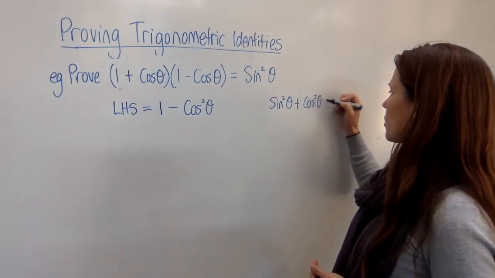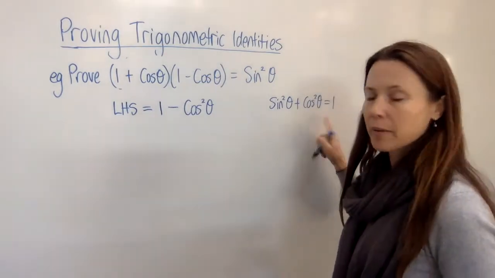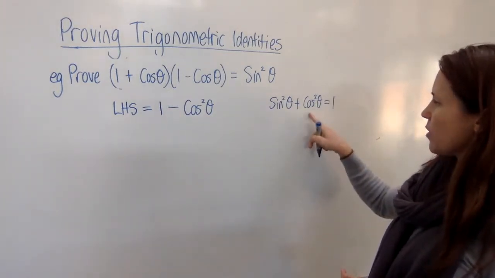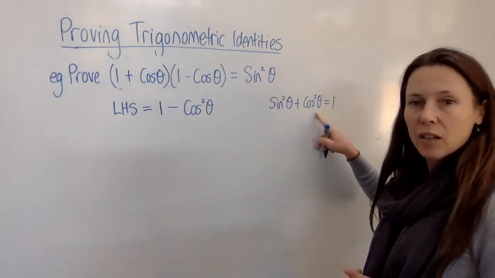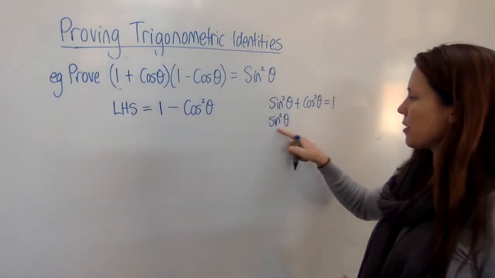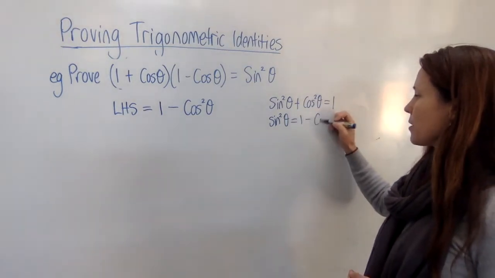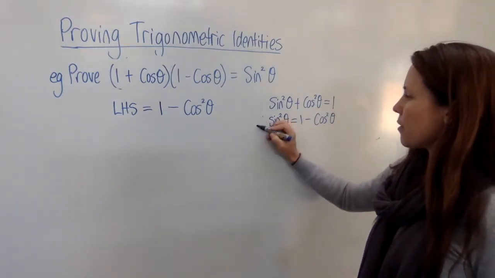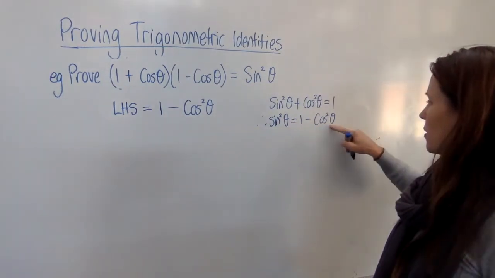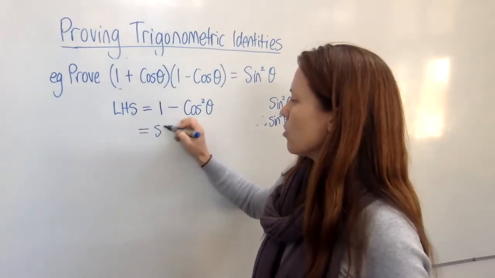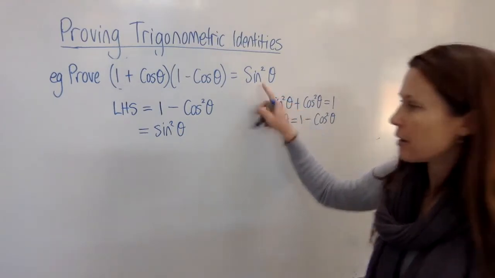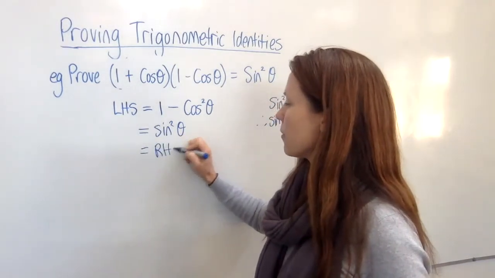Sine squared theta plus cos squared theta equals 1. That's something that you know. All right. So if you've got 1 minus cos squared theta, well, how do you build that? Obviously by subtracting cos squared theta from both sides of this equation. So that would give you this line, sine squared theta equals 1 minus cos squared theta. Now, if that's true, and you've got 1 minus cos squared theta, which is this, then that's going to be equal to sine squared theta, okay? Now at this point you've made it to the other side, so you say that's equal to the right-hand side.